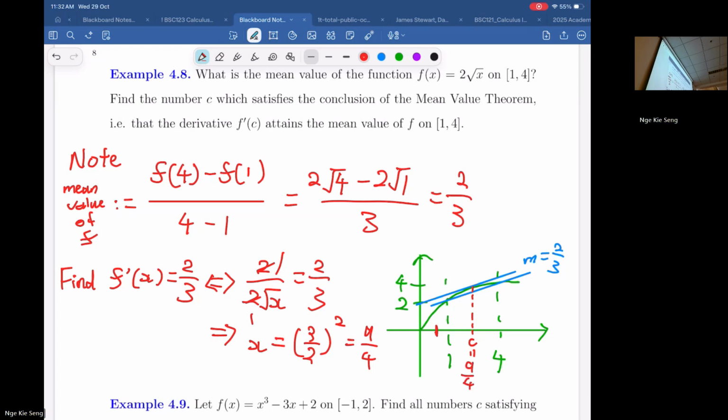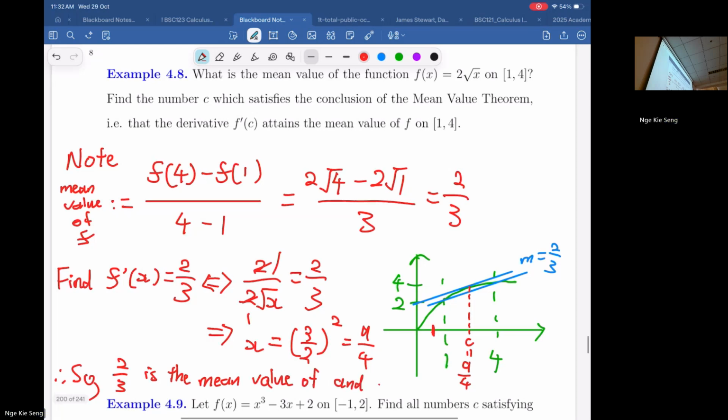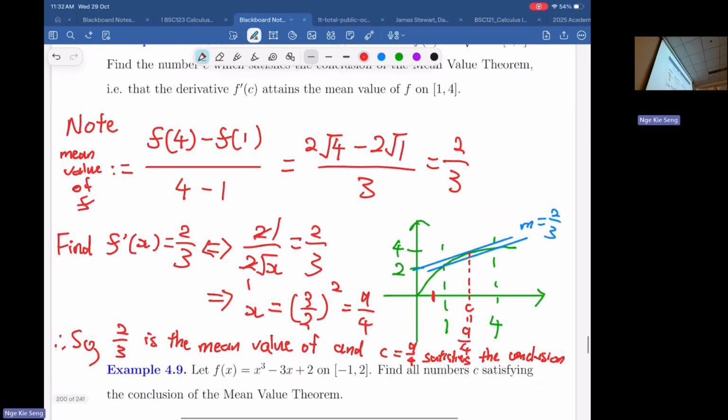Yeah. So there's only one point that achieves it. But the theorem says at least one, so you found one. So 2 over 3 is the mean value of f, and c equals 9 over 4 satisfies the conclusion of, let's abbreviate it to MVT, the mean value theorem.